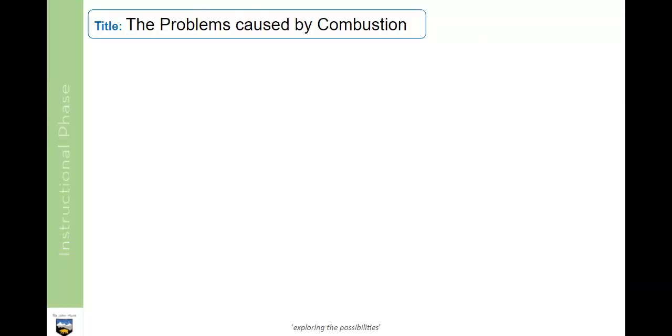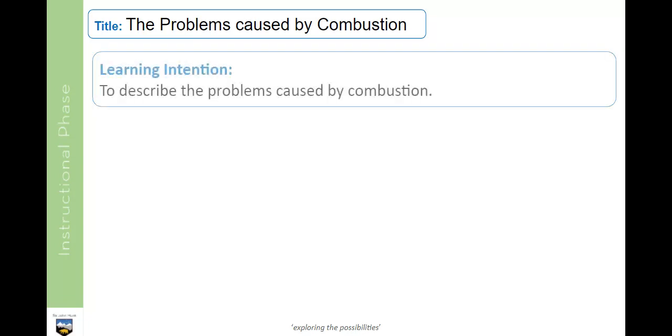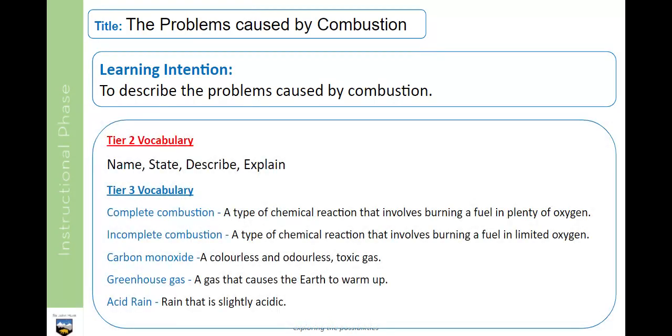Okay, so the title today is The Problems Caused by Combustion. We learned all about combustion reactions last lesson. So some keywords. We are learning about 2 types of combustion today. Complete combustion is when there is plenty of oxygen available for the fuel to burn. Incomplete combustion is a combustion reaction that happens when there's not enough oxygen available for the fuel to completely burn. So the amount of oxygen is limited in this reaction.